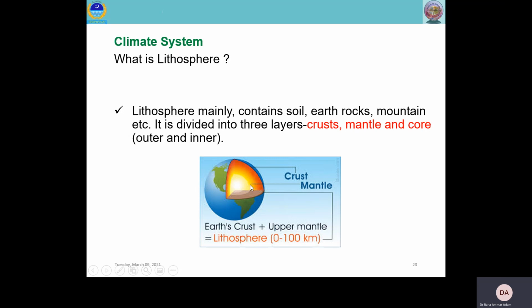And as you go down, there is a mantle, and temperature also normally increases from ambient temperature at the surface to nearly 2000 or more degrees Celsius at Earth's center. However, the Earth crust and the upper depth of up to 100 kilometers is a part of this lithosphere, right?